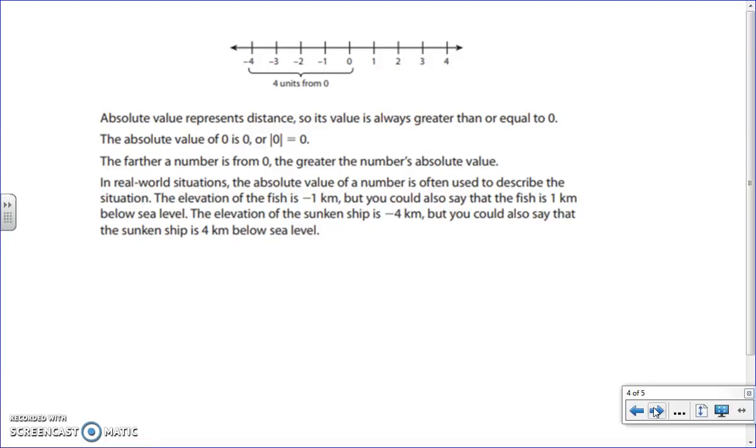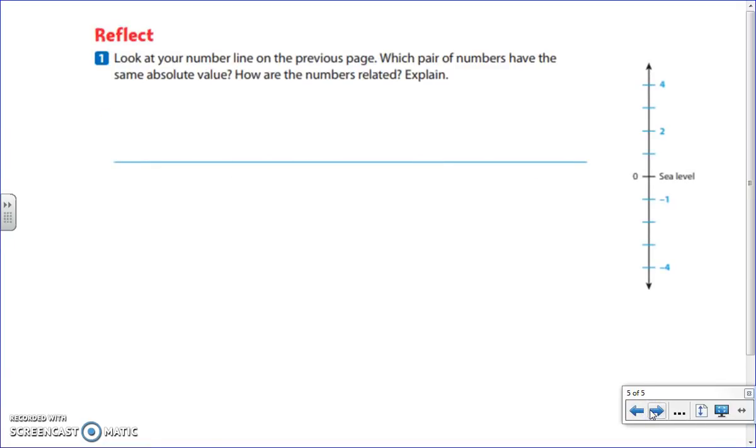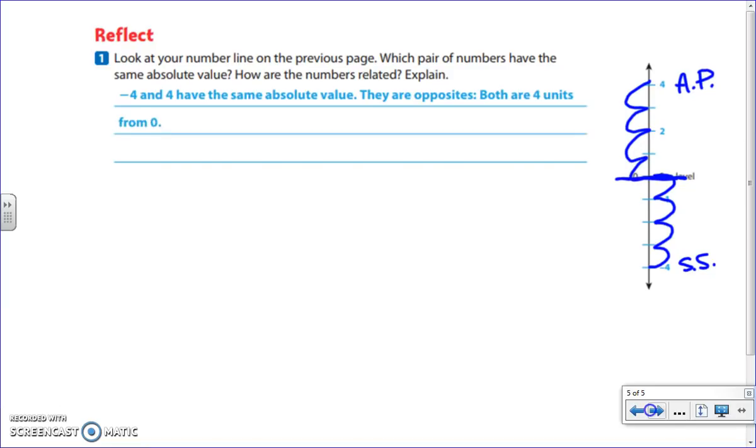I cannot say that enough. Look at your number line on the previous page. What pair of numbers have the same absolute value, and how are the numbers related? So again, if this is my sunken ship, and this is my airplane, I know that they are the same. 1, 2, 3, 4. 1, 2, 3, 4. They are the same distance from sea level. The reason I know they're the same distance is because they're opposites. They have the same absolute value, or they are the same distance from 0, and they're opposites, meaning that they're 4 spaces from 0.